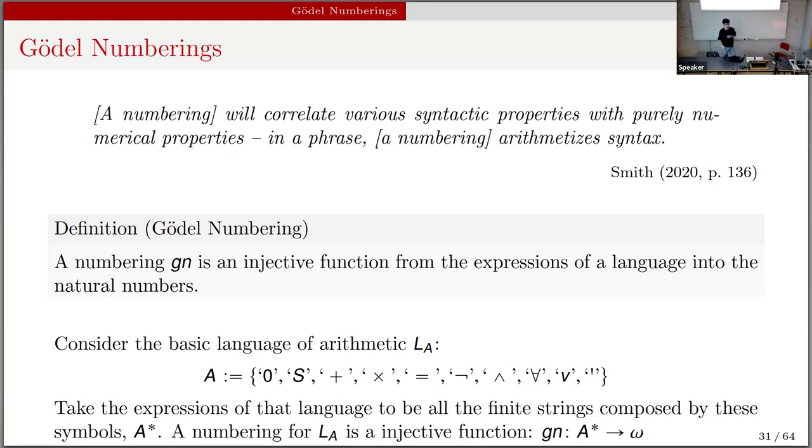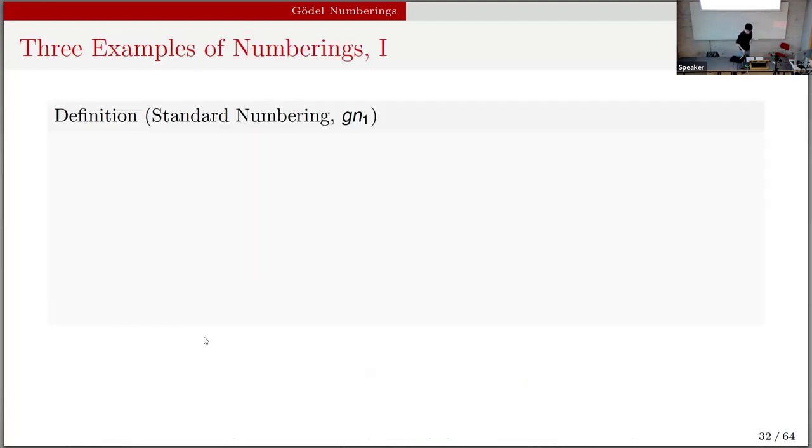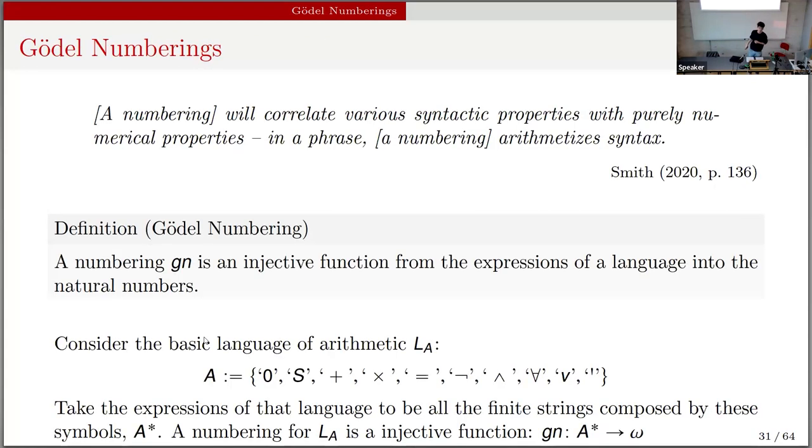Okay, so now let's see a couple of examples of numberings. So what does omega stand for? Sorry? Omega, what does it stand for? The natural numbers.